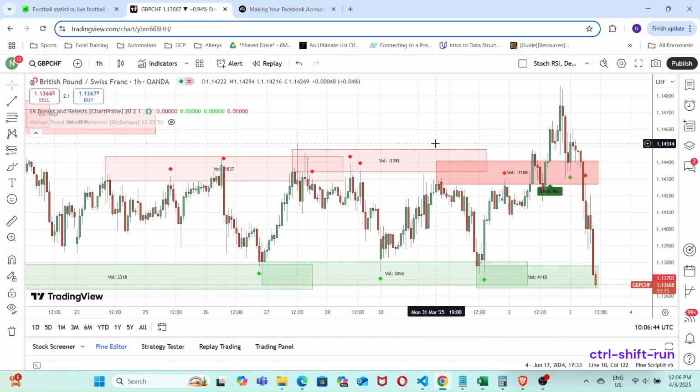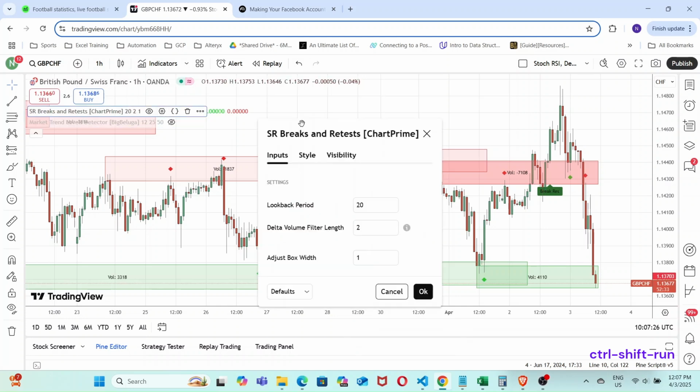Hey guys, in today's video, I want to introduce what I think is one of the best indicators on TradingView, the Support Resistance Breaks and Retests by ChartPrime. This indicator identifies potential support and resistance levels based on pivot points and volume, and then draws these levels as boxes. It also detects when price breaks through or holds these levels, and provides signals when these happen. Let's take a look at how the indicator works.